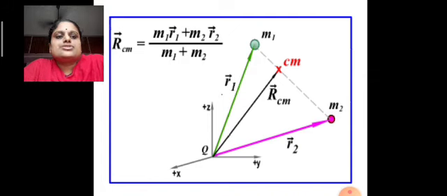Now, let us consider two masses m1 and m2, which are at distances r1 and r2 from the origin. Let CM represent the center of mass point along the line joining m1 and m2. Let capital R_CM be the position vector of the center of mass. Then R_CM is defined as (m1r1 + m2r2) divided by (m1 + m2).